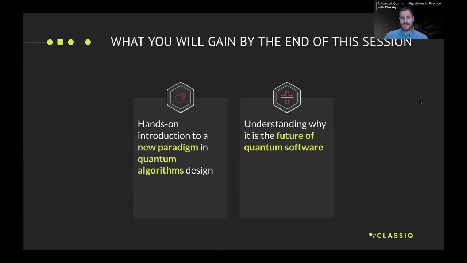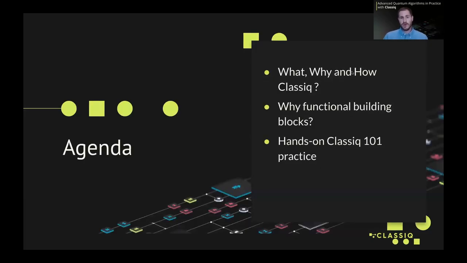By the end of today's session, you'll get a hands-on introduction to a new paradigm in quantum algorithm design, and you'll understand why it is the future of quantum software. So why this is the way we should think about and implement new quantum algorithms and quantum software in general. We'll start with what, why, and how Classiq. Then we'll discuss why functional building blocks and what it means. And then we'll start with a hands-on Classiq 101 practice. This is the part where you will actually open the computer and start coding by yourself, going through tutorials and exercises, and I'll be here to help and guide you throughout.